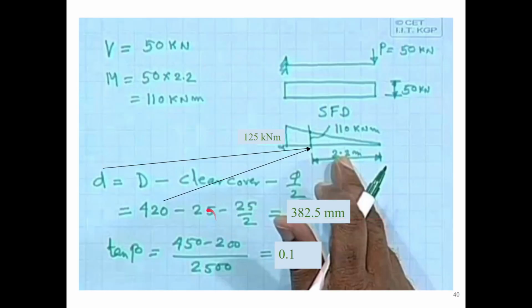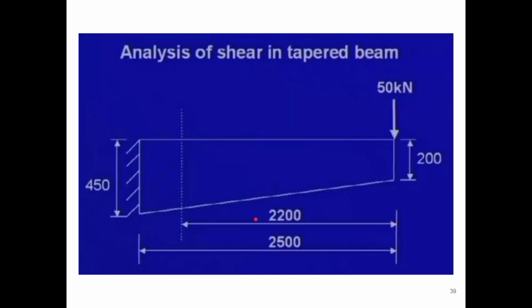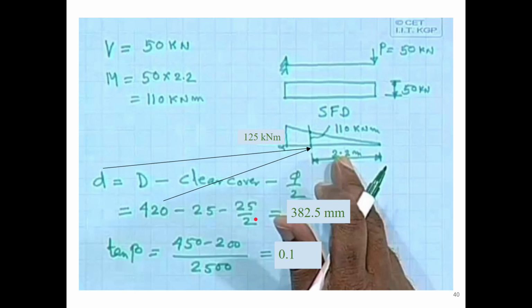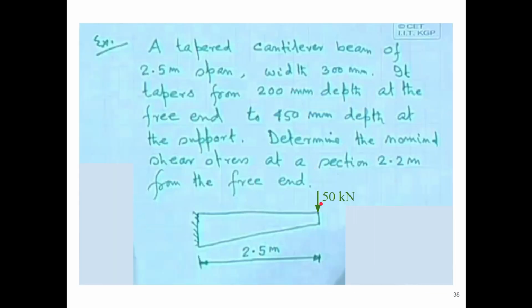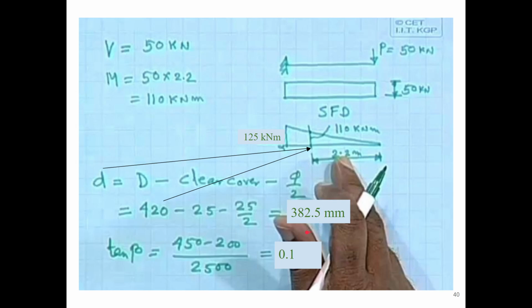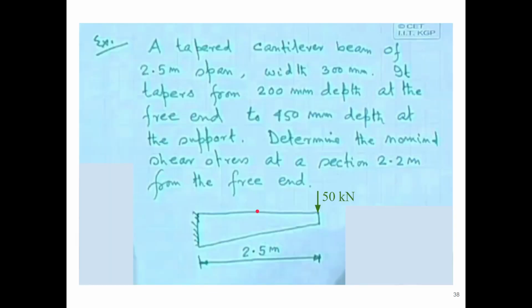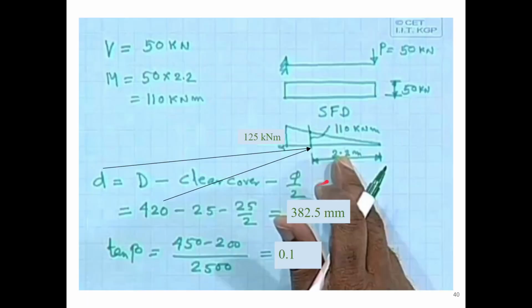As you can see, V is 50 kilonewton. M at this section is 50 into 2.2, which will be 110 kilonewton meter. Maximum it is 125 kilonewton meter. And the effective depth at this location will be 420 minus 25 minus 25 by 2. Here we have assumed the clear cover is 25 mm, and the diameter of the longitudinal bars is also taken as 25. So 420 minus 25 minus 25 by 2 becomes 382.5 millimeter.